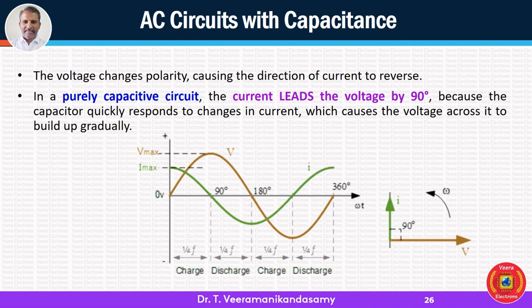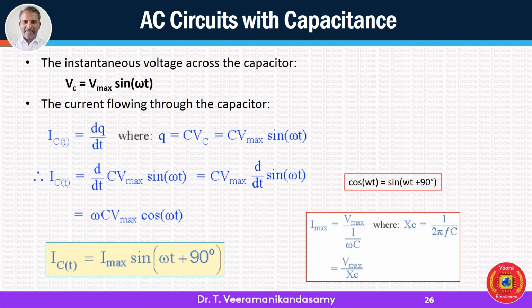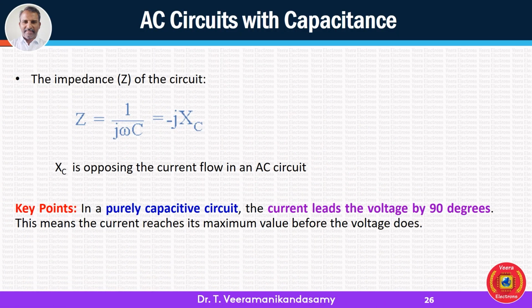In a purely capacitive circuit, the capacitor quickly responds to the current, causing the voltage across it to build up gradually. This results in the current leading the voltage by a 90-degree phase angle. The impedance of the circuit is its capacitive reactance XC, which opposes the current flow. The key point here is that the current leads the voltage by 90 degrees, meaning the current reaches its maximum value before the voltage does.